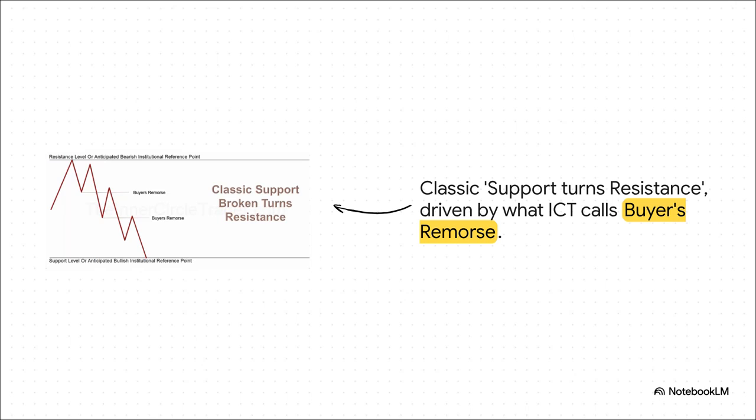It's what ICT calls buyer's remorse. Those traders who bought at the old low are just kicking themselves. So when price comes back and gives them a chance to get out without a loss, you better believe they're going to take it. And guess who's waiting there? Smart money. They know this is going to happen, and they use all that get-me-out selling as liquidity to build up their own short positions.